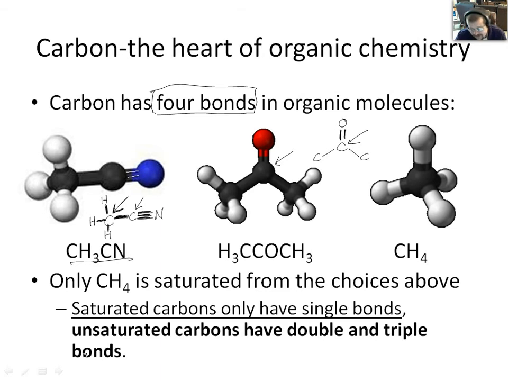Saturated carbons are going to only have single bonds. They're holding the maximum number of atoms, the maximum number of hydrogens that they can hold. An unsaturated carbon is going to have at least 1 double or a triple bond. So when I bold this arrow here in the center, the carbon that it's pointing at would be considered unsaturated because it does have the presence of a double bond.